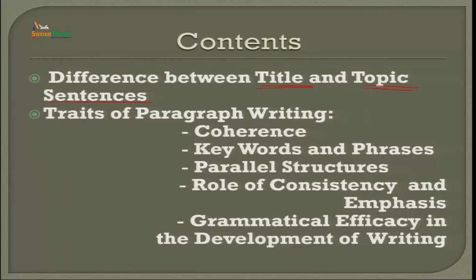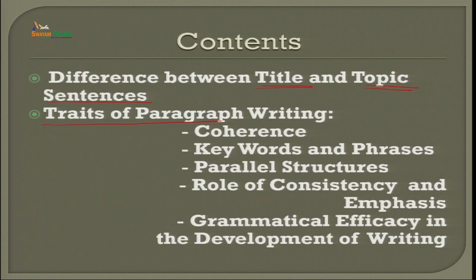Understood everyone? The topic sentence could come either at the beginning of the paragraph or at the end of the paragraph. So you have to identify where the topic sentence is. So we learn how to differentiate between topic sentence and title. Is that clear? Then we will move towards the traits of paragraph writing.